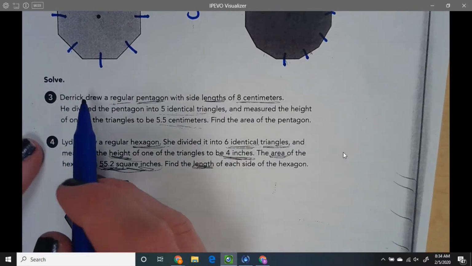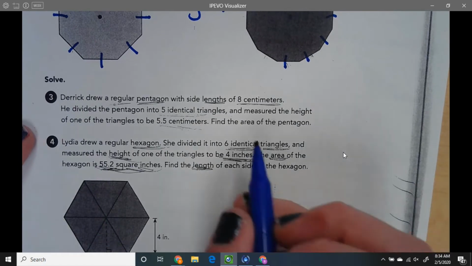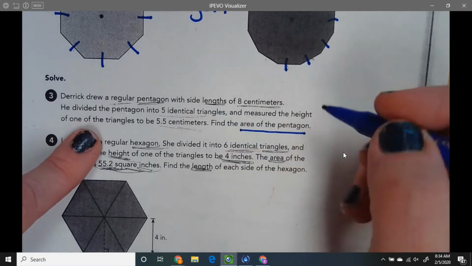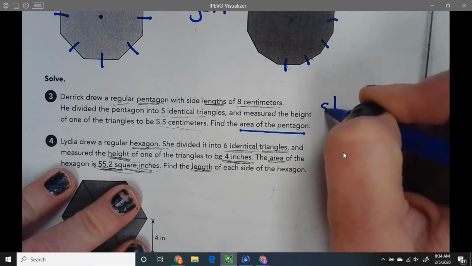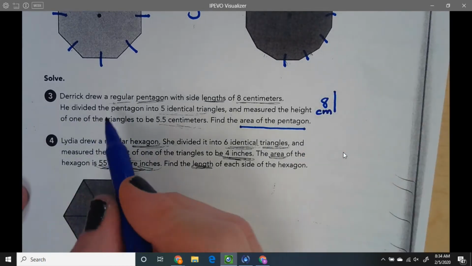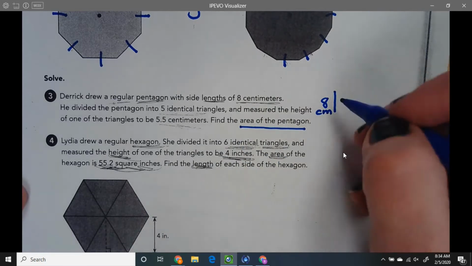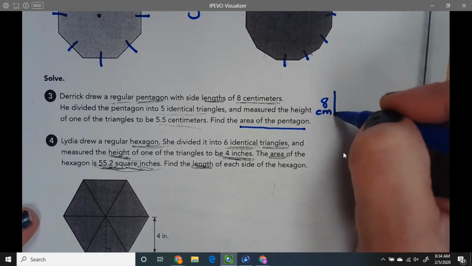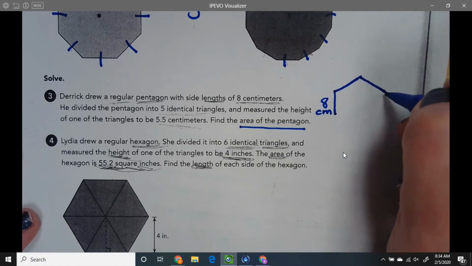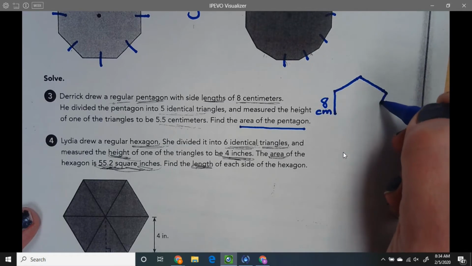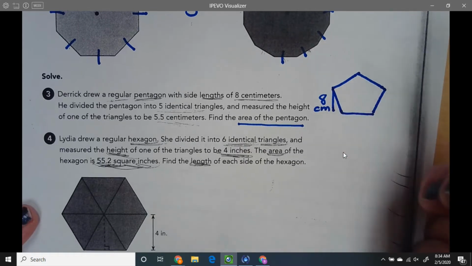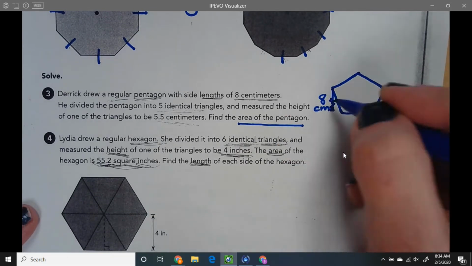Okay, number 3, let's try that. This one we're going to actually find the area. So Derek drew a regular pentagon with side lengths of 8 centimeters. So we know each side length of the polygon is 8 centimeters. He divided the pentagon into 5 identical triangles. So if a pentagon is difficult for you to draw, it's okay. It doesn't have to be perfect. So you can think of it as a house with the sides kind of sloped in. So each of those sides is 8 centimeters.